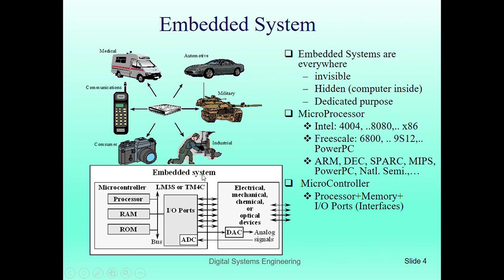This is the possible circuit of an embedded system. Here you can see the microcontroller IO ports, and these IO ports are connected to many other electrical, mechanical, chemical, or optical devices. Here you can also see the ADC, analog to digital converter, and the digital to analog converter, and the buses are used for the interface.